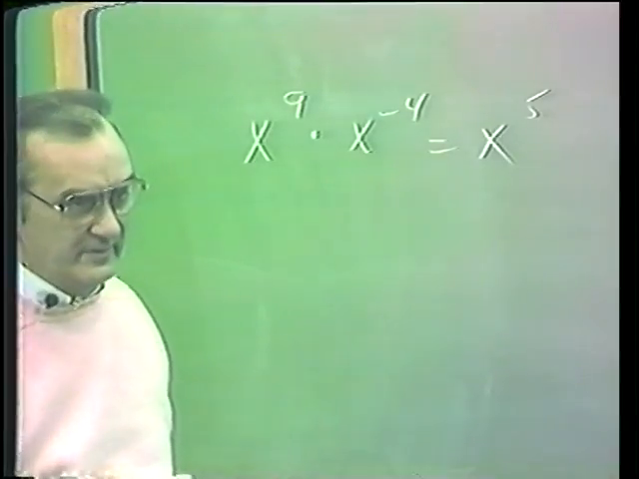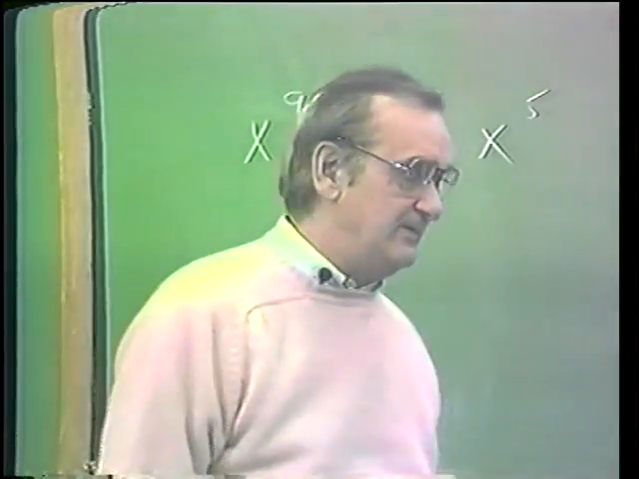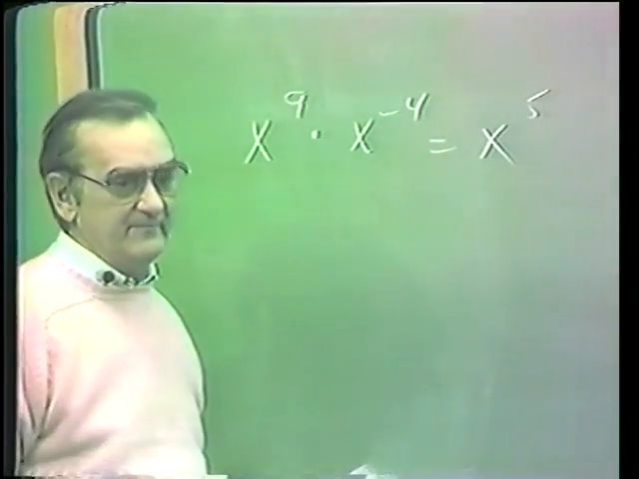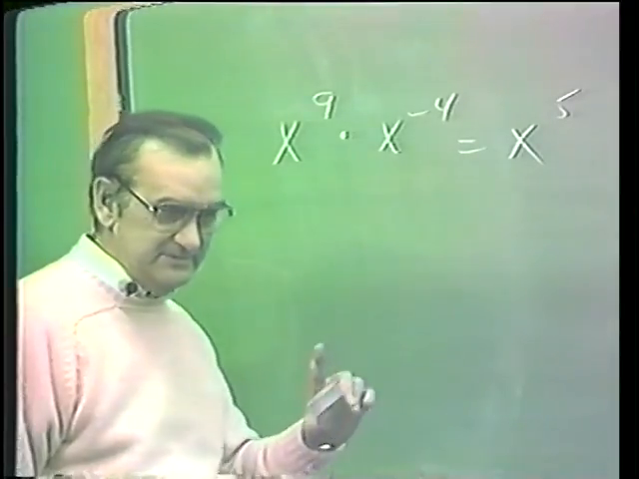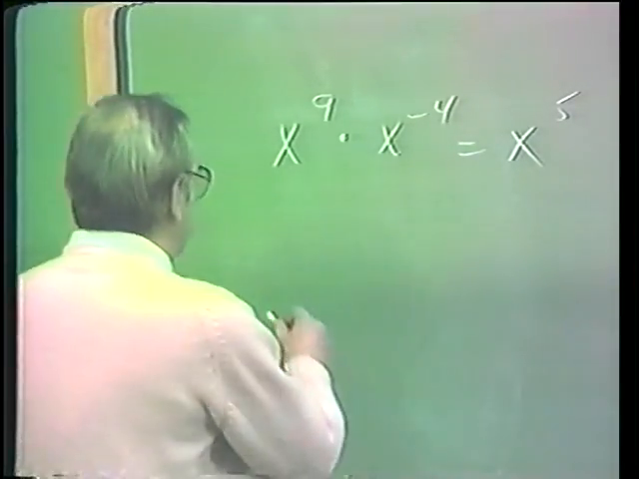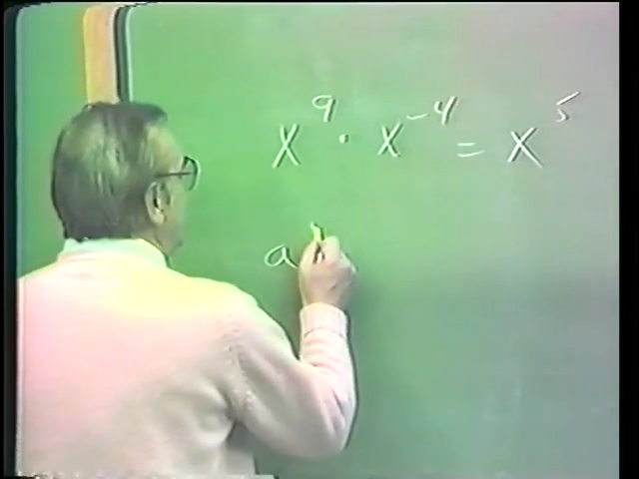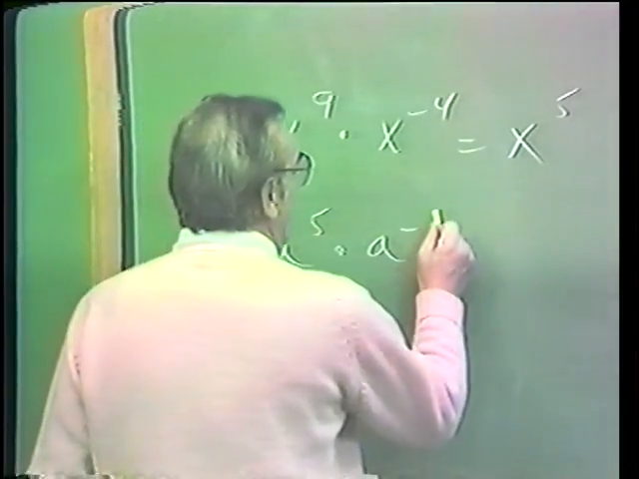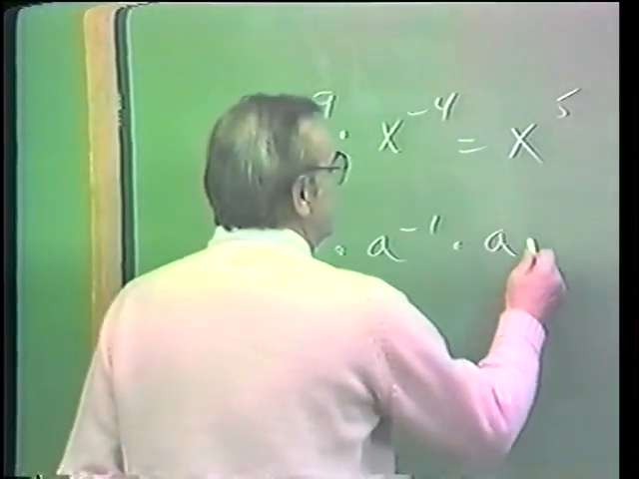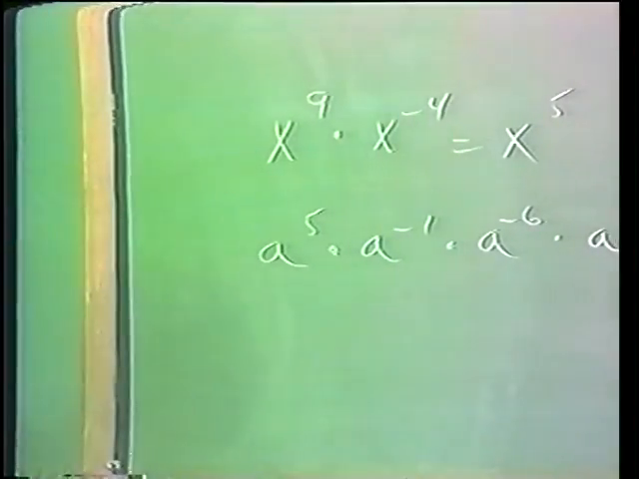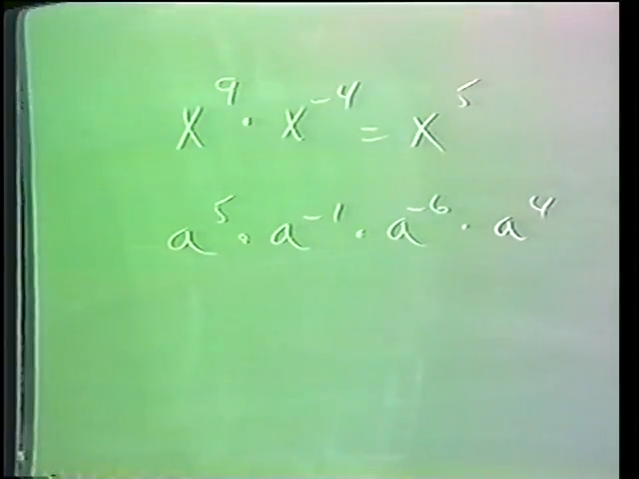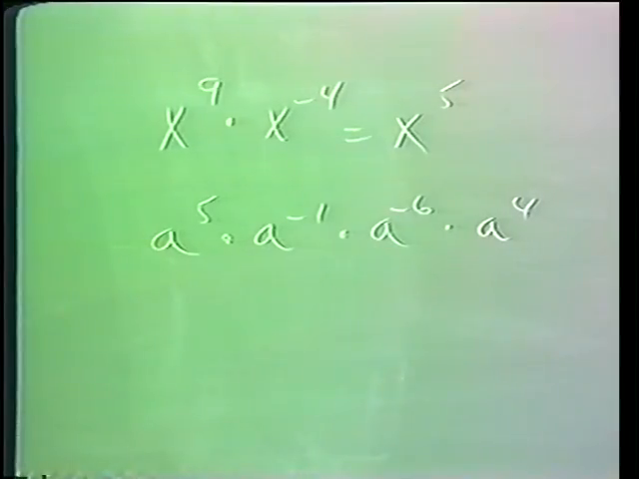Remember, the laws of exponents. I told you we're going to get a lot of different things up here for exponents. The laws don't change, though. Anytime you multiply like bases, you keep the base, you add the exponents. So let's suppose we have a to the 5th times a to the negative 1 times a to the negative 6 times a to the 4th. What do we get there?